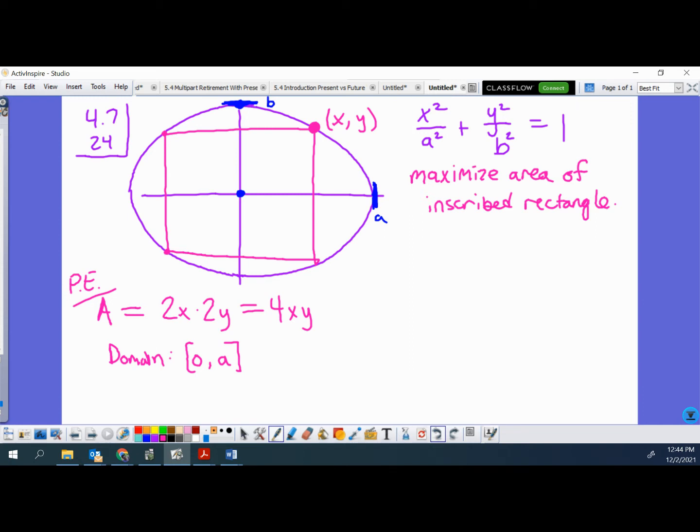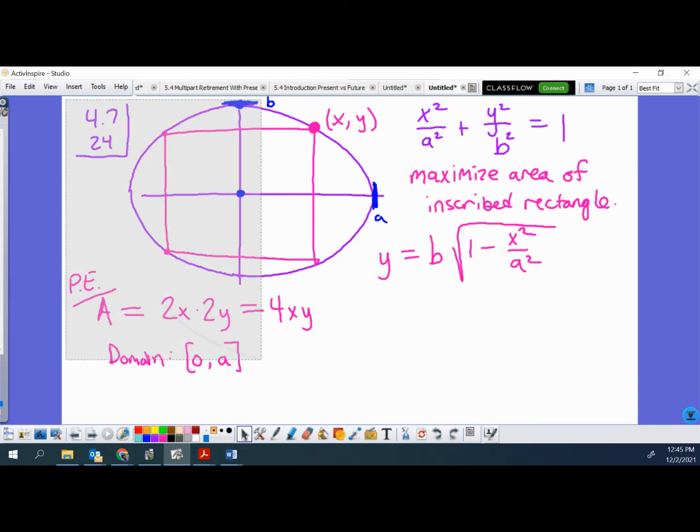We're going to go ahead and solve this ellipse for y. So I'm going to subtract the x squared over a squared from both sides. And then you could multiply by b squared, or take the square root of both sides. I'm going to go ahead and take the square root of both sides. Plus or minus, right? But again, we're in the top right corner, so we're in the first quadrant. So I'm going to disregard the minus. And we're going to then multiply by the b that's left over. And so we get y equals b times the square root of 1 minus x squared over a squared.